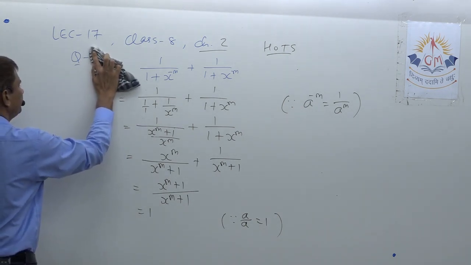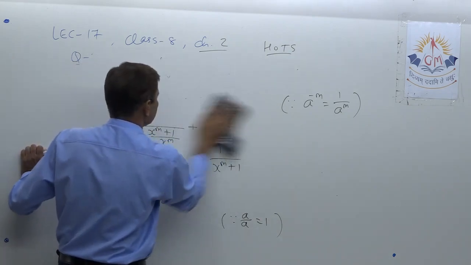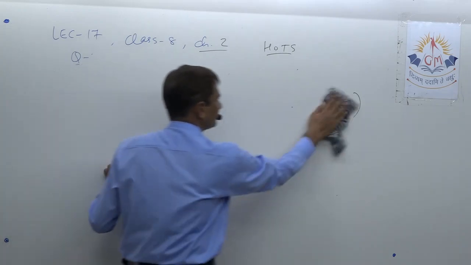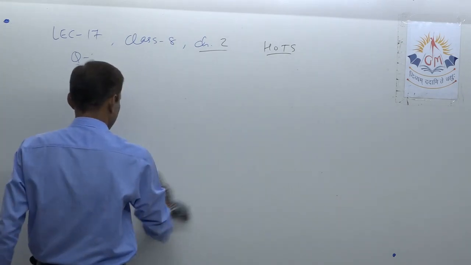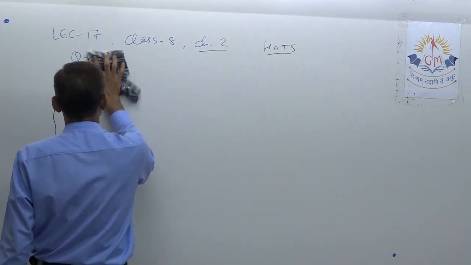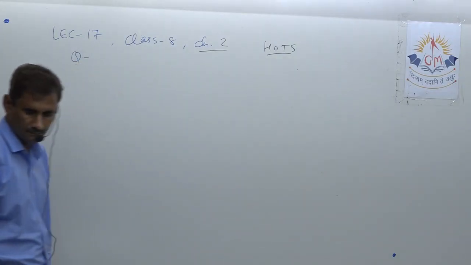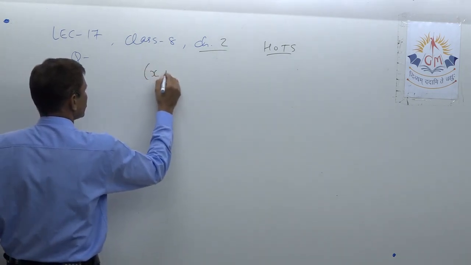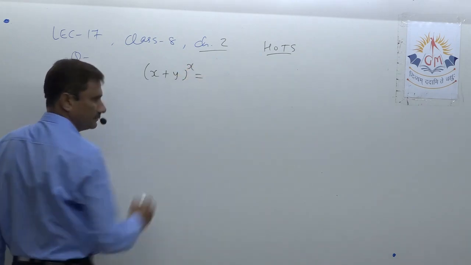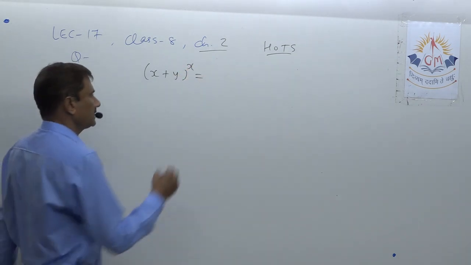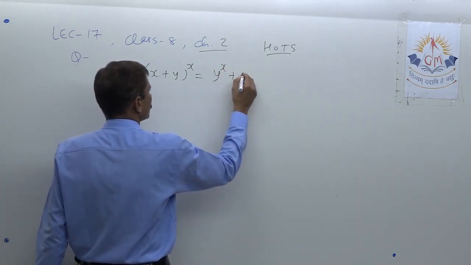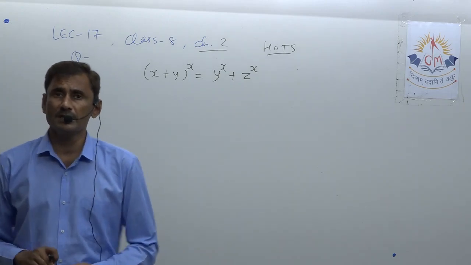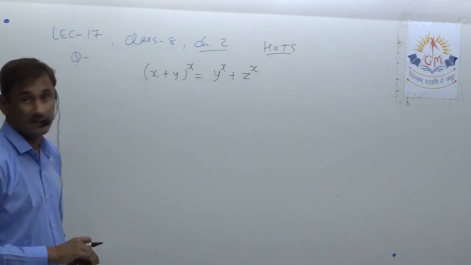Third one, it is value based. Value based means you have to decide the value there. x plus y raised to x is equal to y raised to x plus z raised to x. Actually here there is no particular law to decide what x, y and z should be.